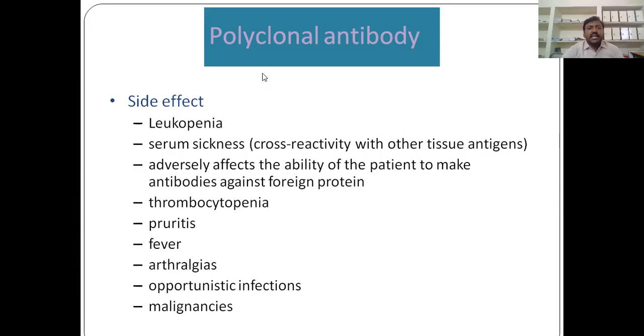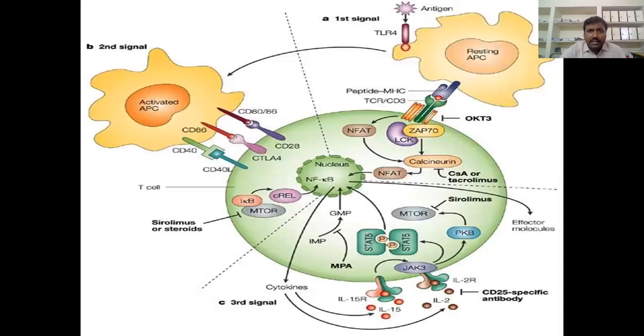And these are the side effects: leukopenia, serum sickness, thrombocytopenia, pruritus, and fever. Just go through all the side effects of immunosuppressants once. You write the common side effects first. When you write common side effects, you can write them for all immunosuppressant drugs. So that is very easy for all.